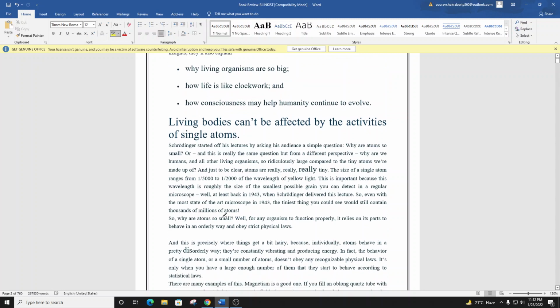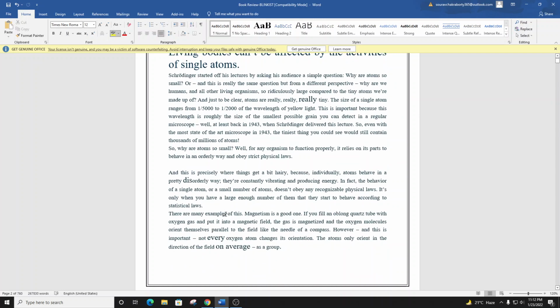Schrödinger started off by asking his audience a simple question. Why are atoms so small? Or, and this is really the same question, but from a different perspective, why are we humans, and all other living organisms, so ridiculously large compared to the tiny atoms we're made up of?